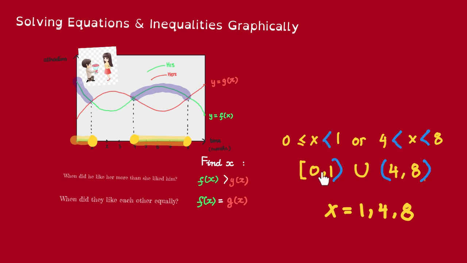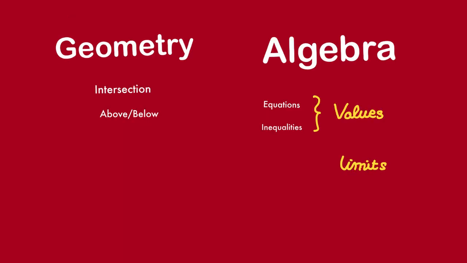Thus your answer should be during the 1st month, but non-inclusive, right? And between the 4th and 8th month, non-inclusive. Alright, so that's a quick review of how we would solve equations and inequalities graphically. Roughly speaking, we solve equations by finding points of intersection, and we solve inequalities by checking when one curve is above or below the other one. It seems that just with values of the function, we could already say a lot. Why would we need to introduce new terminologies like limits?